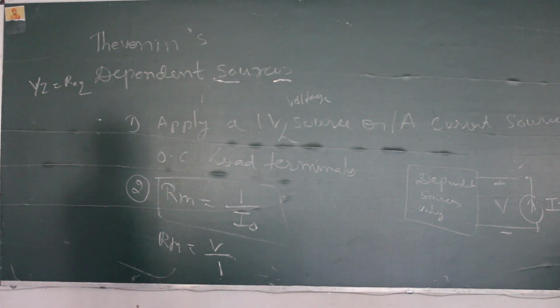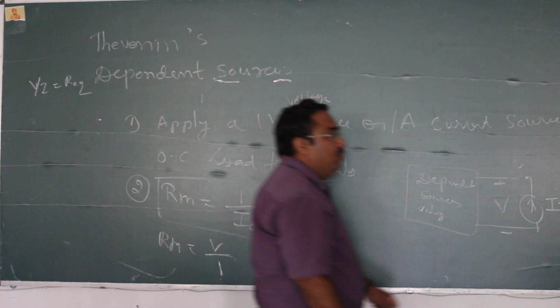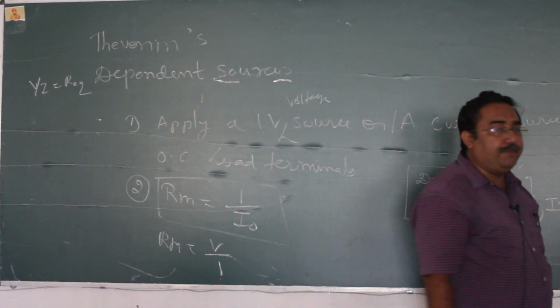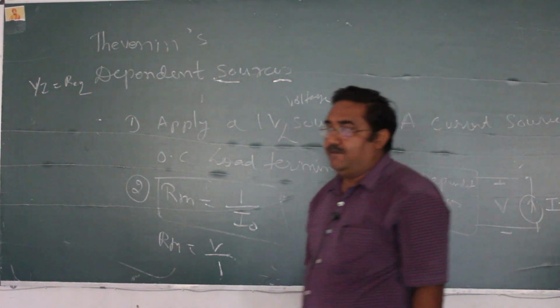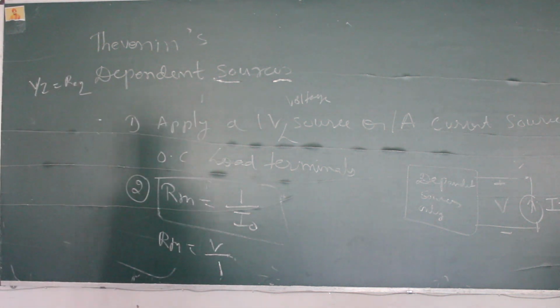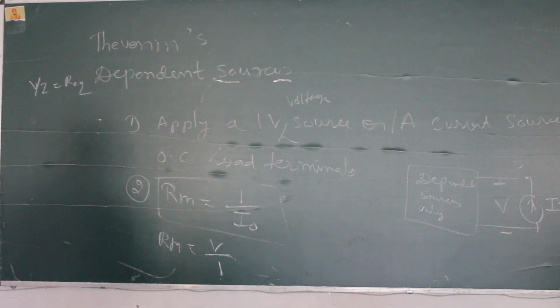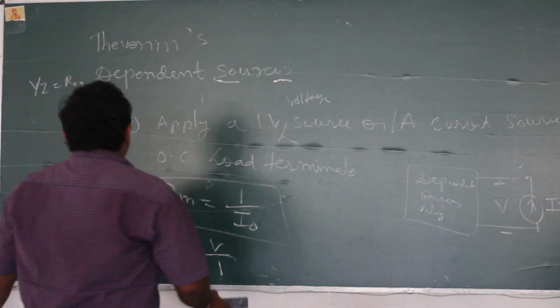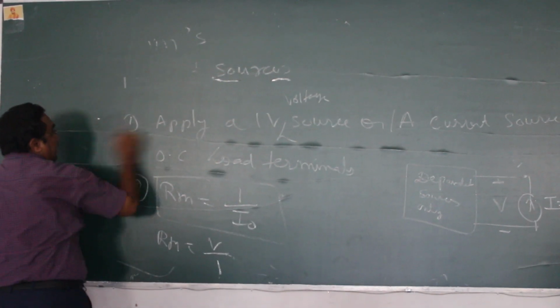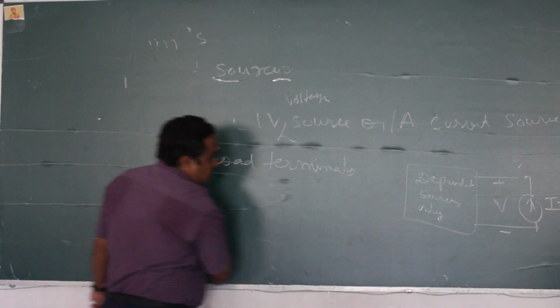Now, sometimes if the resistances are given in kilo ohms, then instead of 1 ampere, I may apply 1 milliampere for the simplicity of the calculation. Is it clear? That you have to keep in mind, and that will set up in your mind with more and more practice of such problems. So let us take a problem which contains only dependent sources.